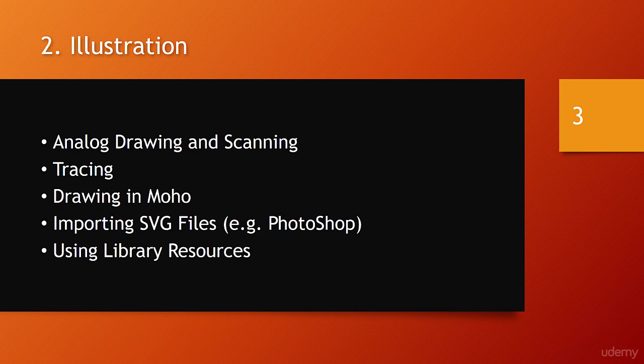When it comes to illustration, you actually have several choices. You can draw using analog drawing methods outside of a computer and then scan those drawings in. And then what I like to do is trace. So I'll either trace images that I've gotten off the internet or drawings done by my wife that are analog and scanned to turn them into vector graphics. Another is to just originate your drawing in Moho. You can also import SVG files from programs like Photoshop or Clip Studio Paint, or use the library resources. So there's a lot of ways to come up with illustrations.